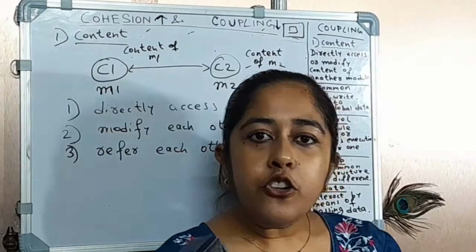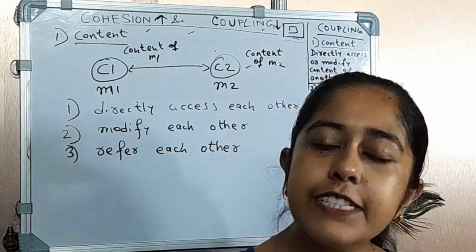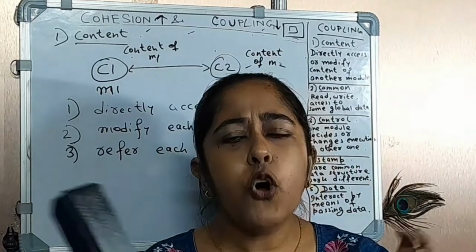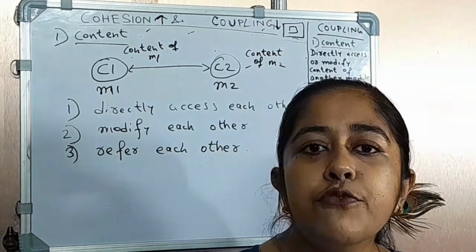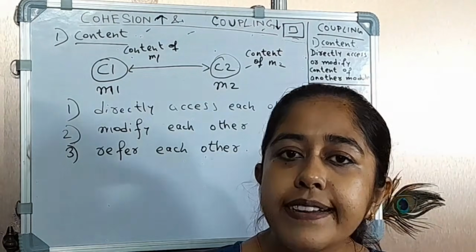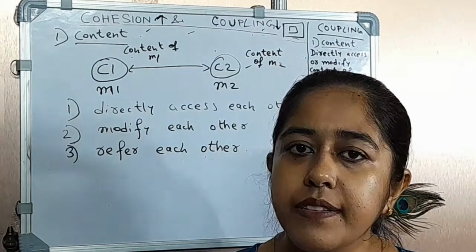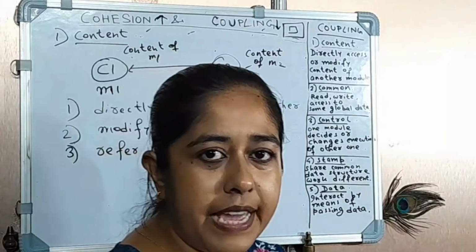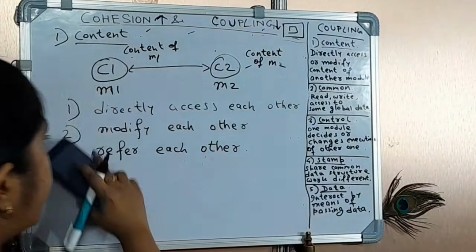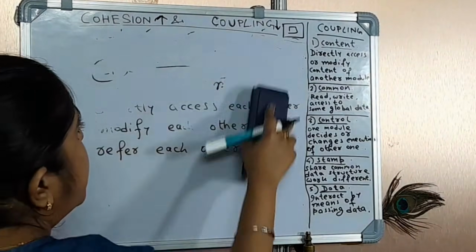So when we are talking about the content of M1 and M2, and on the basis of the modification, reference or access of these particular contents, this kind of coupling or interdependability is known as content coupling. This is the first kind of coupling of our coupling types. Clear?